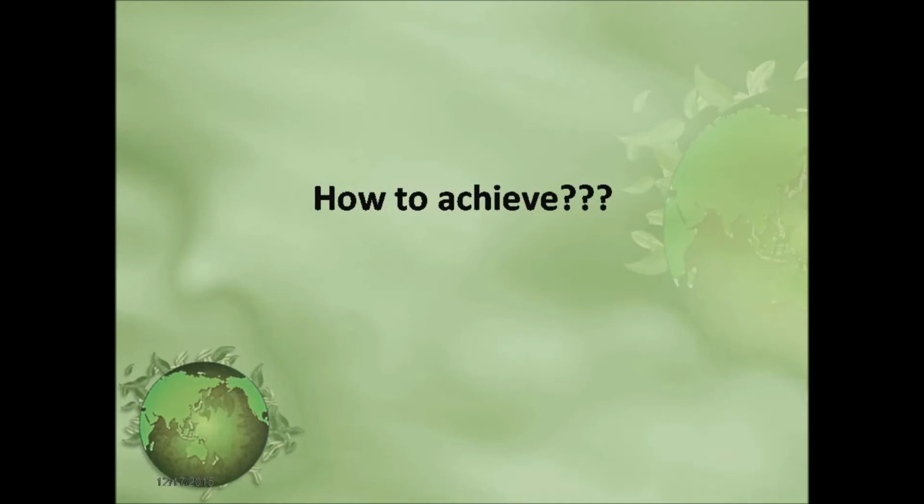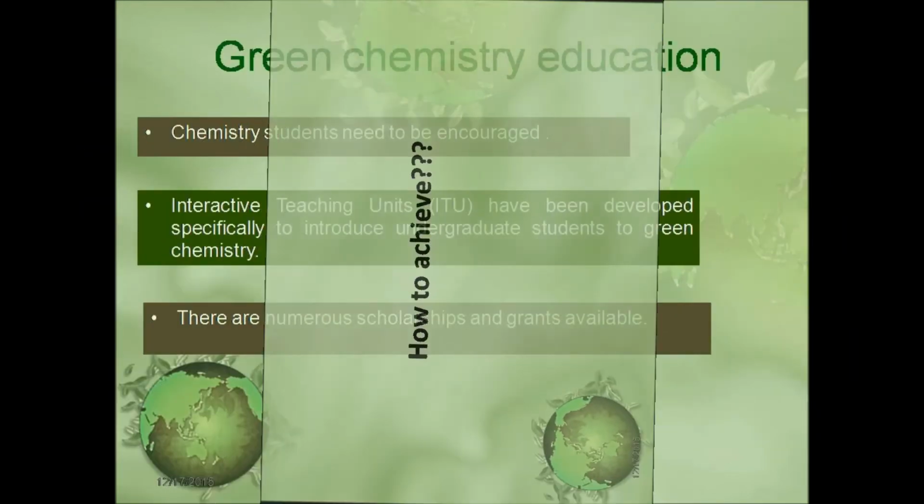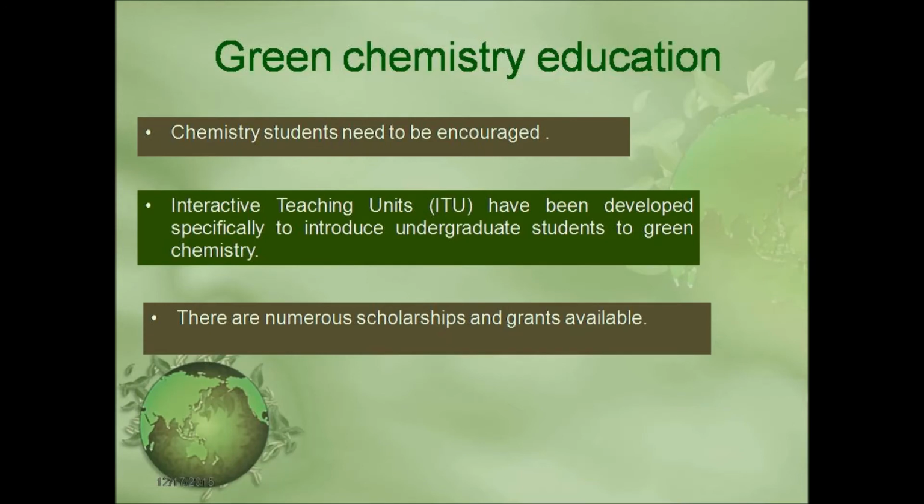Now let us see how we can achieve green chemistry. The first step to achieve green chemistry begins from education. That is nothing but green chemistry education. Chemistry students need to be encouraged to consider the principles of green chemistry when designing the process and also choosing the reagents. Interactive teaching units (ITU) have been developed specially to introduce undergraduate students to green chemistry. There are numerous scholarships and grants available for the researchers and also young scholars who are furthering the goals of green chemistry.